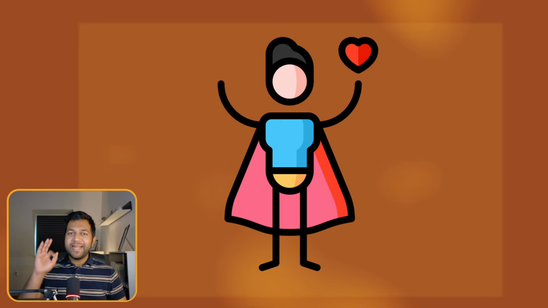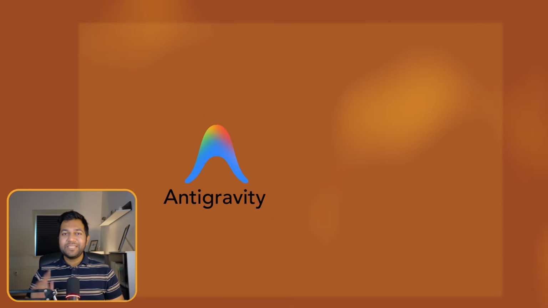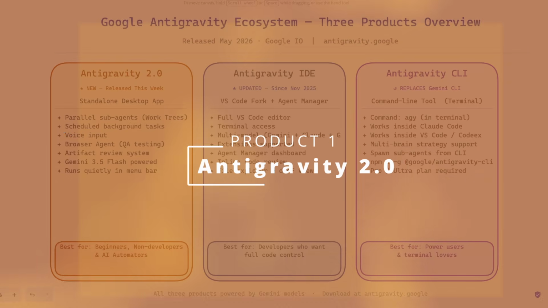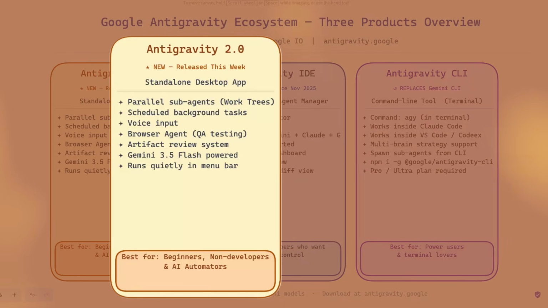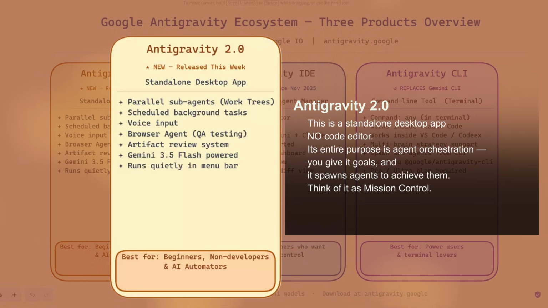Here is where things get interesting and where most people get confused. Antigravity is not just one product, it's three. Let me break it down clearly so there will be zero confusion for you. Product 1. Antigravity 2.0. Brand new, just released this week. This is a standalone desktop app with no code editor. Its entire purpose is agent orchestration. You give it goals and it spawns agents to achieve them. Think of it as mission control.